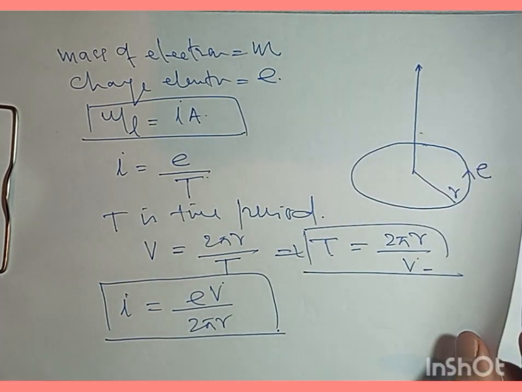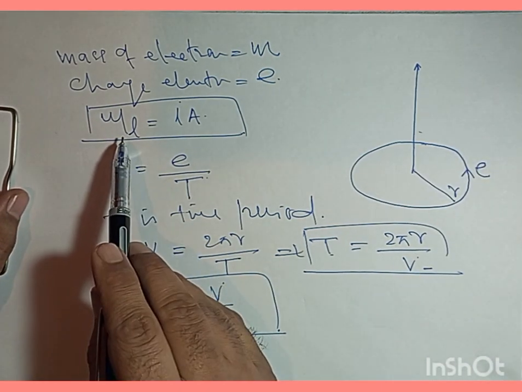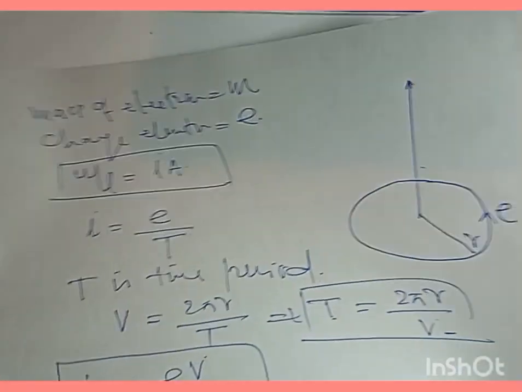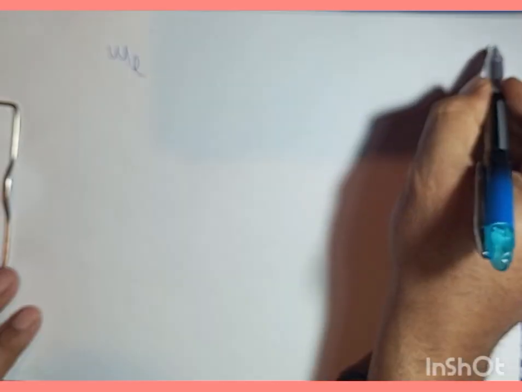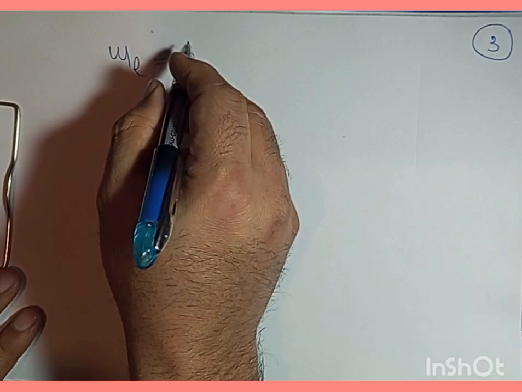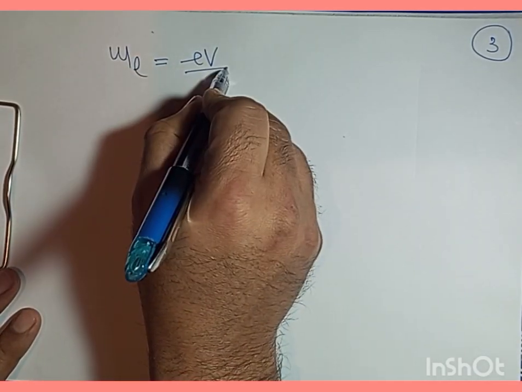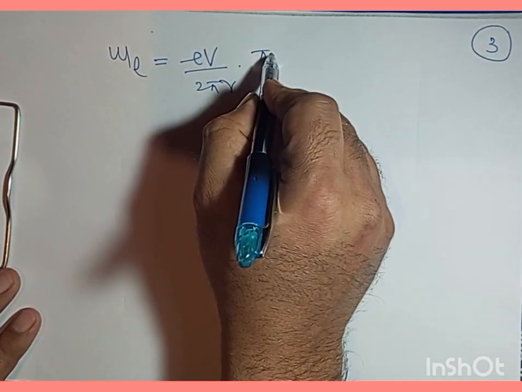Okay, so this is the value of current, and I can write down this orbital magnetic moment. That orbital magnetic moment is going to be, this is mu L. So this mu L is going to be current, and current we have evaluated. This is eV by 2 pi r times A, the area of the loop, and the area of the loop is pi r square.